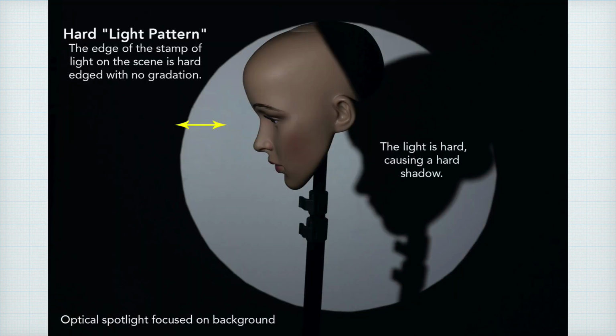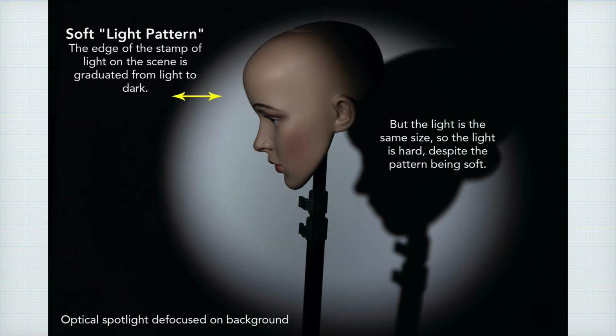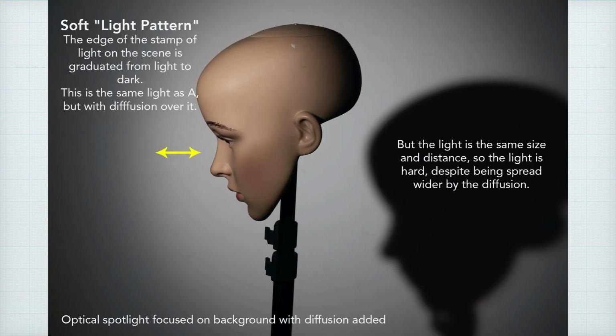Starting with the hard focus spotlight, it looks like we expect, hard and dark shadows. The spotlight is a small light, inherently hard. Moving to the defocus spotlight, it's still a small light, so the shadow is still dark and hard. So what did the diffusion do? It diffused the light. That is, it spread the light out to cover a wider area of the scene, but the light is still small and the shadows are still dark and hard.